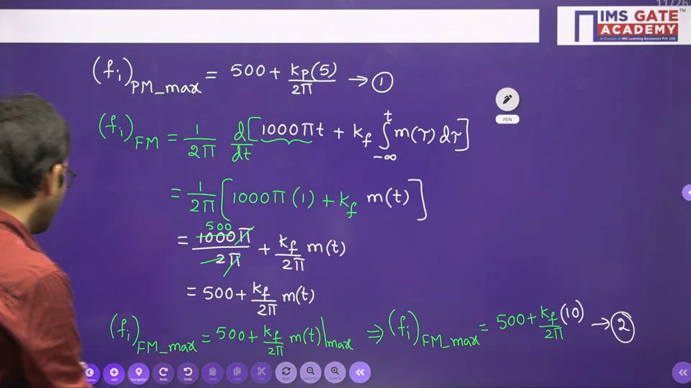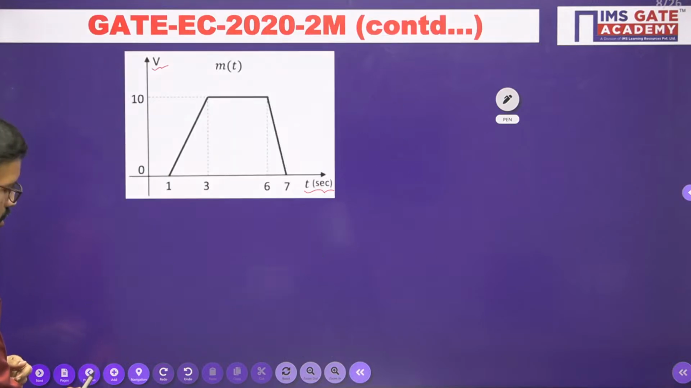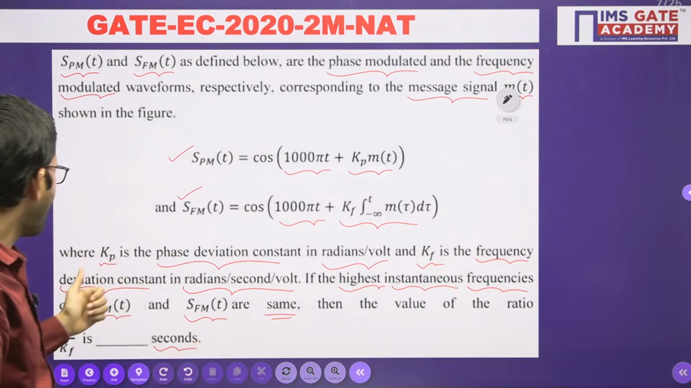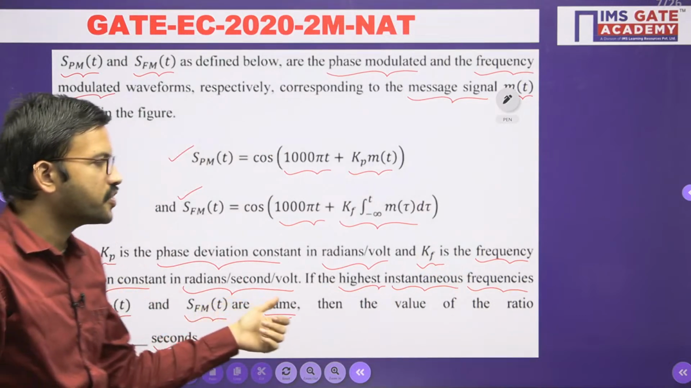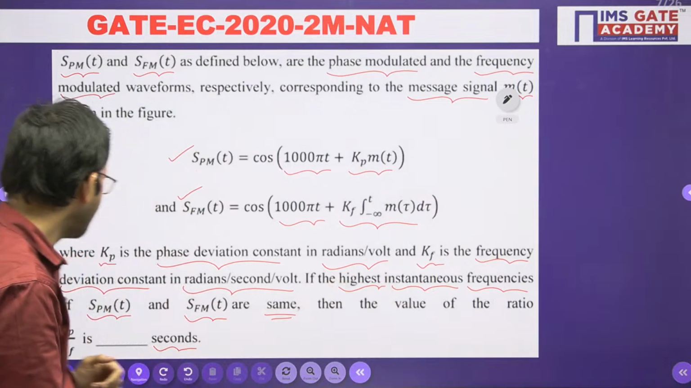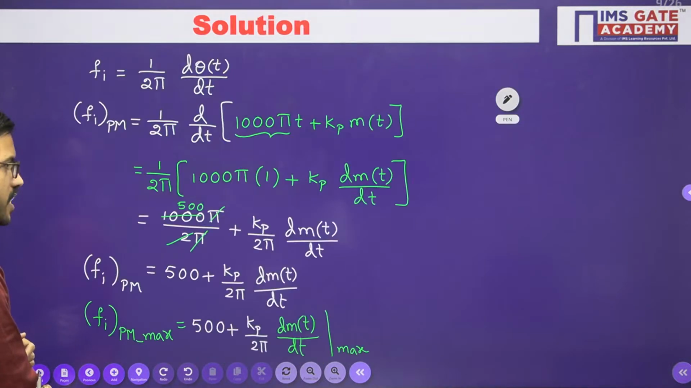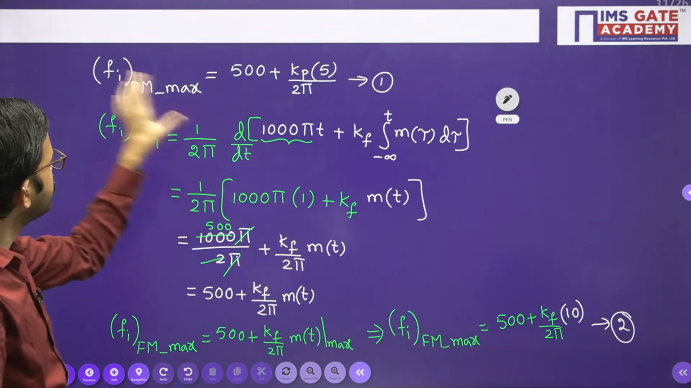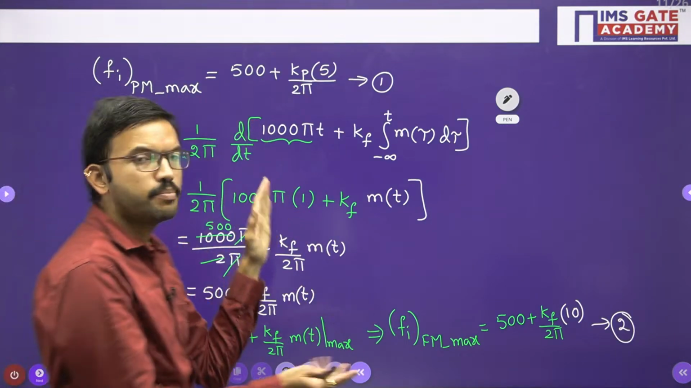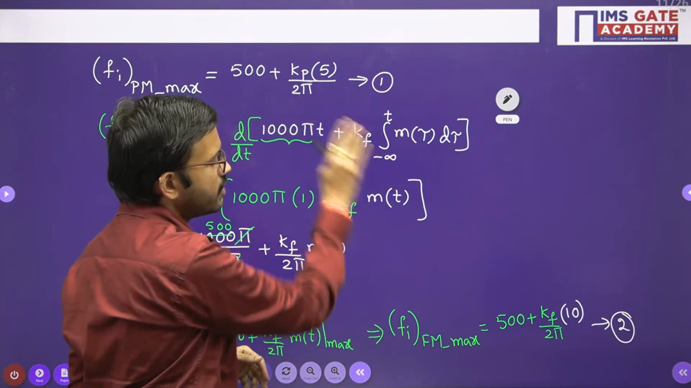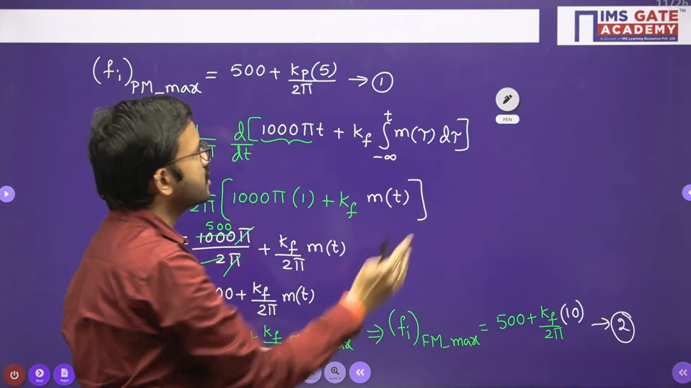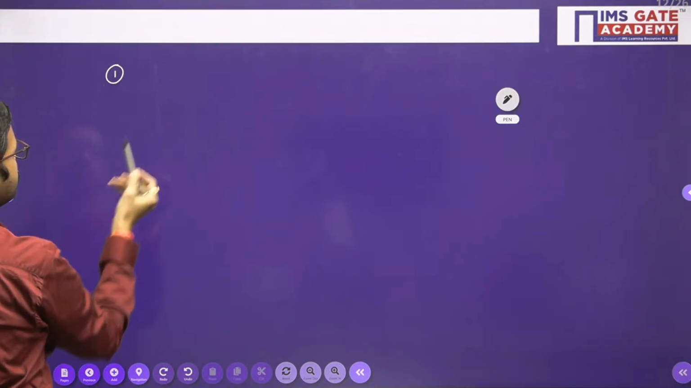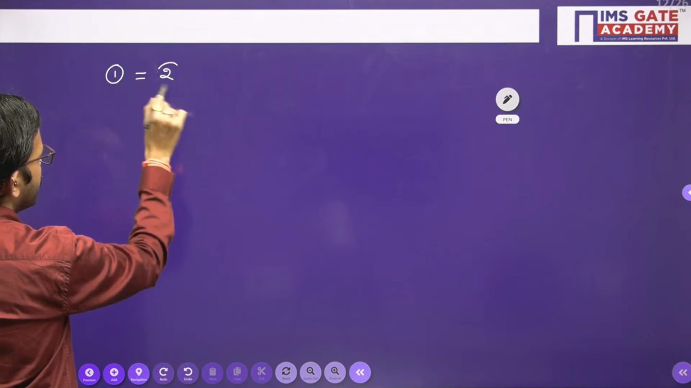Now in the question they have mentioned that the highest instantaneous frequencies of the PM signal and FM signal are both the same, and they are asking the ratio. So that means they are asking the ratio of Kp and Kf, right? Whatever 1 and 2 we got with respect to instantaneous frequency, since both are equal, you can equate the right hand side of both equations. 1 and 2 are the same according to the given question.